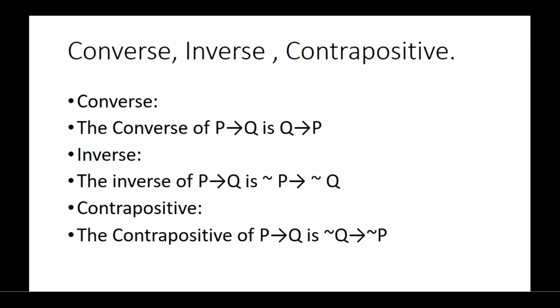The converse of a given conditional is a new conditional formed by interchanging the antecedent and the consequent of the given conditional. That is, if the given conditional is P implies Q, then the converse of the conditional is Q implies P.